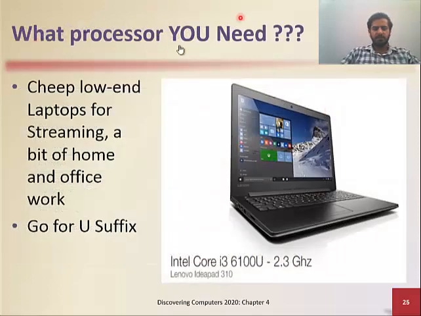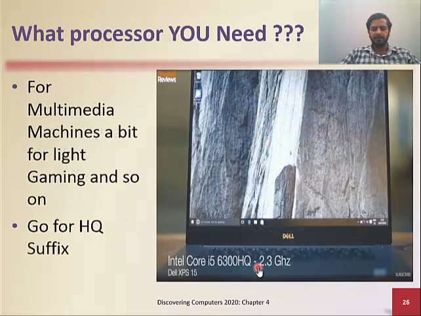So what processor do you need? If you are a normal user, you just want to do office work, share documents with your colleagues or fellows, so go for the Intel core i3 family. You can go up to a 6th generation, and 2.3 gigahertz is very good specs. And you go with the U and FX suffix. Of course, it's a core i3, but it also utilizes low power as compared to the i5 and i7.